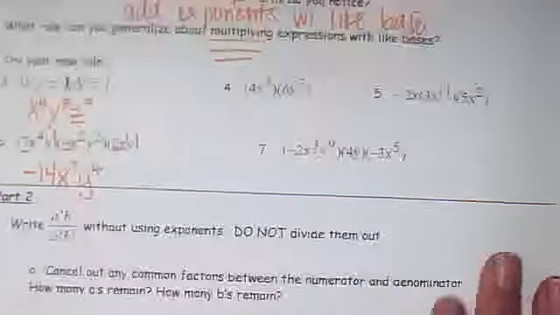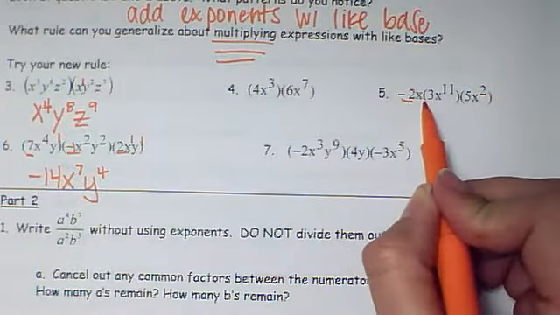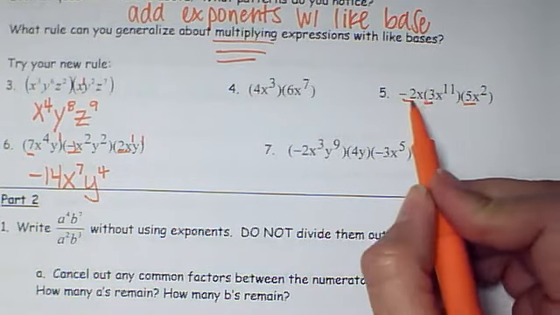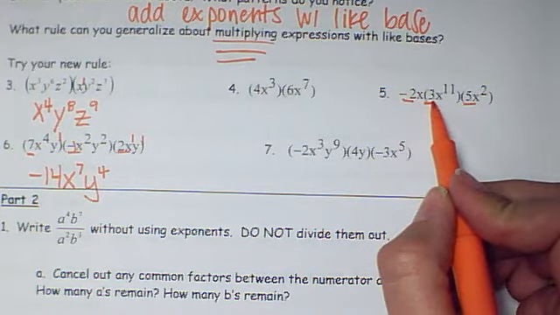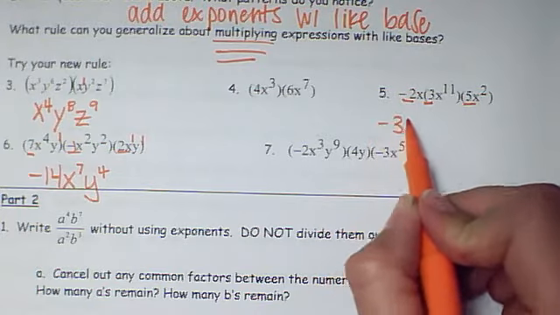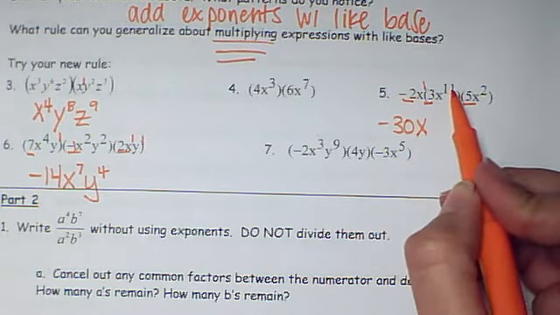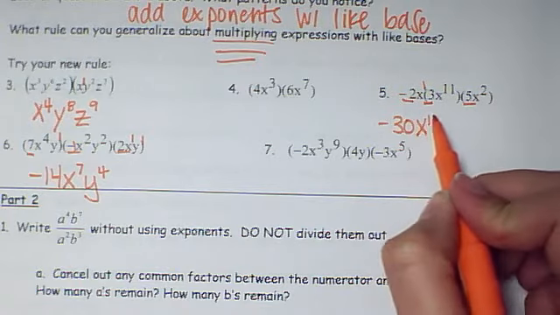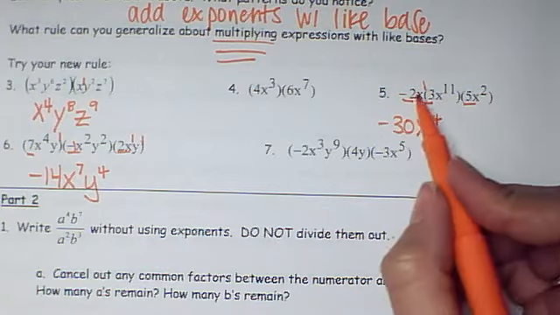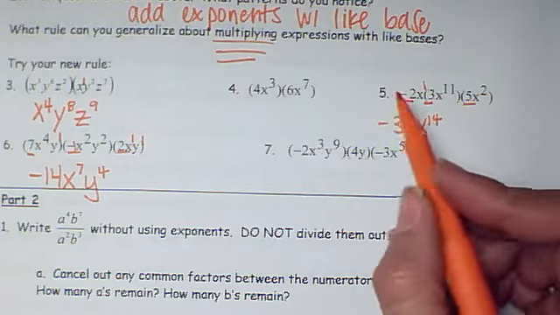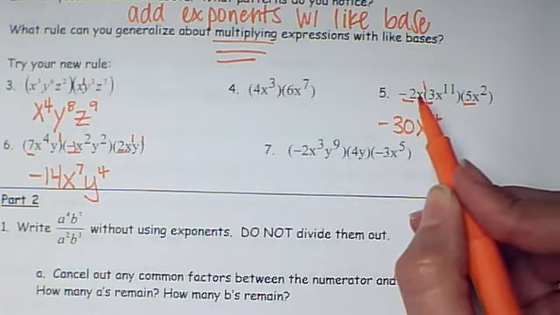Let's skip over and look at number 5. I have -2 times 3 times 5. -2 times 3 is -6. -6 times 5 is -30. And I have x, I've got 1 plus 11, which is 12, plus 2, which is 14. Some common mistakes are to accidentally not multiply here, do some kind of adding or something funky like that, or forget the ones that have a 1.